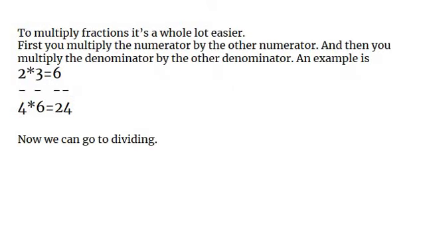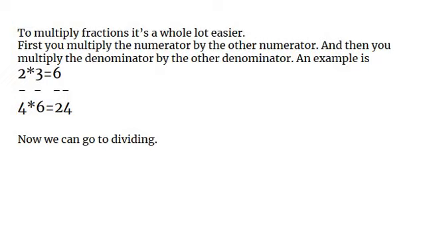To multiply fractions is a whole lot easier. First you multiply the numerator by the other numerator, and then you multiply the denominator by the other denominator. An example is 2/4 and 3/6, is the best way I could display it. 2 times 3 equals 6, and 4 times 6 equals 24. So it would be 6/24.